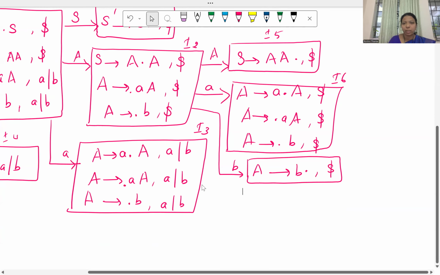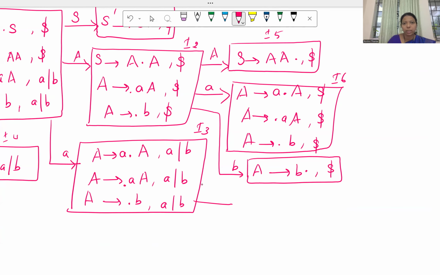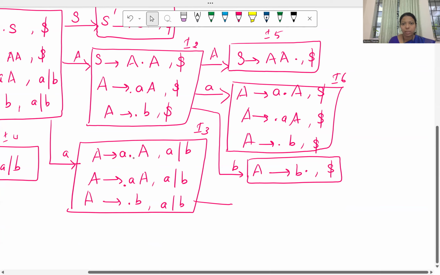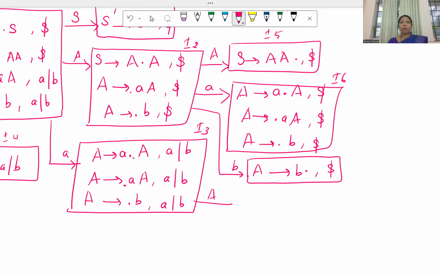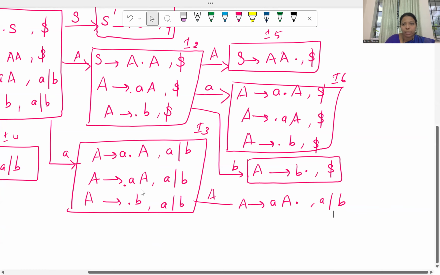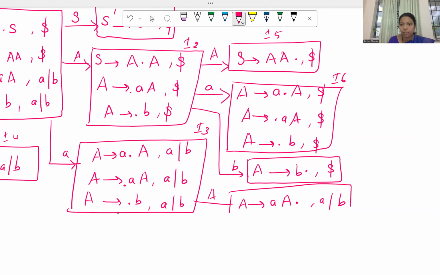Now come to I3. What is the next thing to read in I3? We have to read A. When I read this capital A from I3, A derives A capital A, the dot will come to the next place because A is read, and write the lookahead as such. Here no other capital A is there to read, and here also no other closure to do. So this is completed, and this is I7 and this is I8.